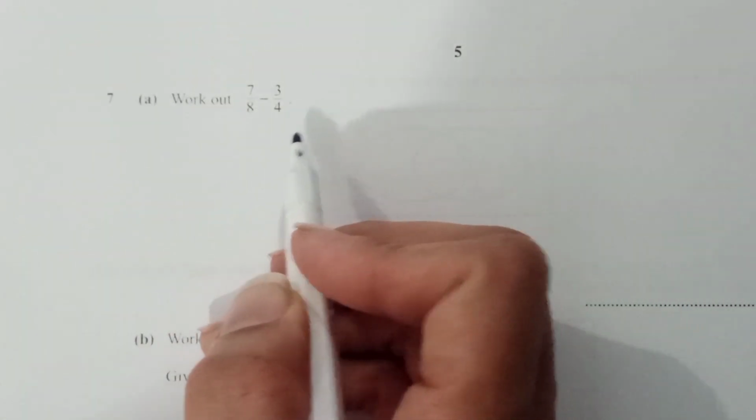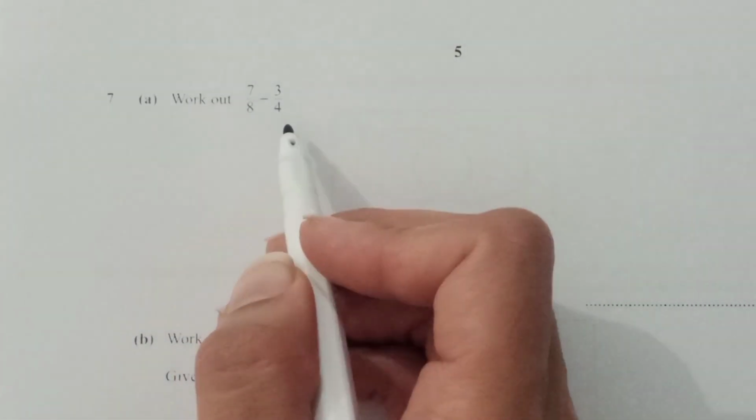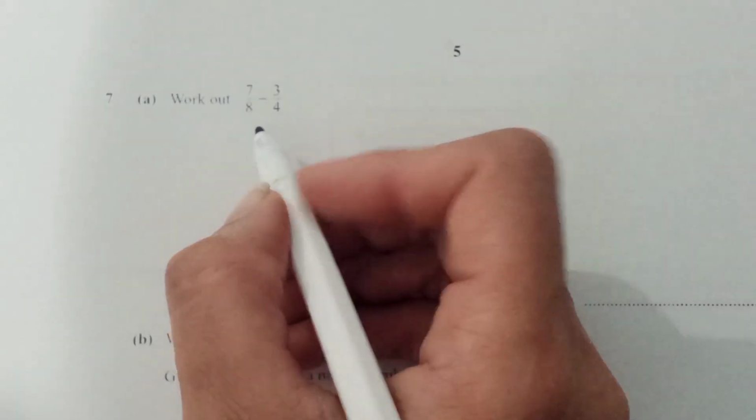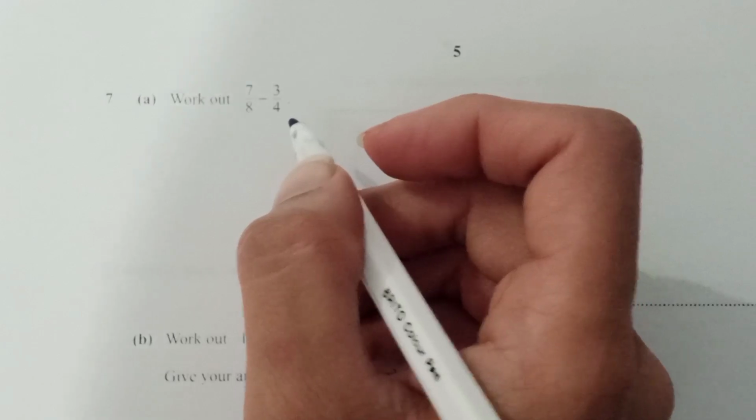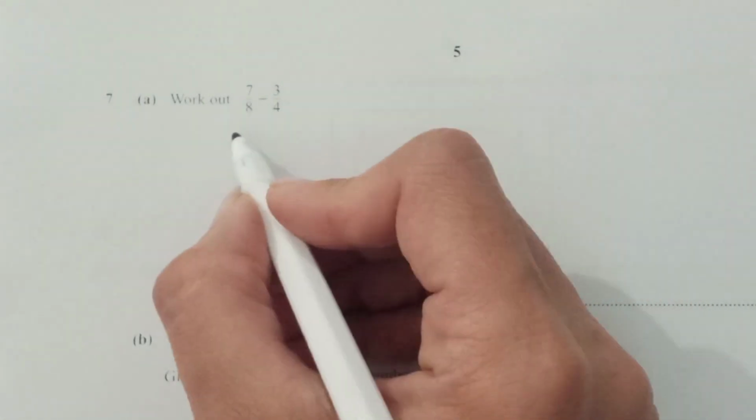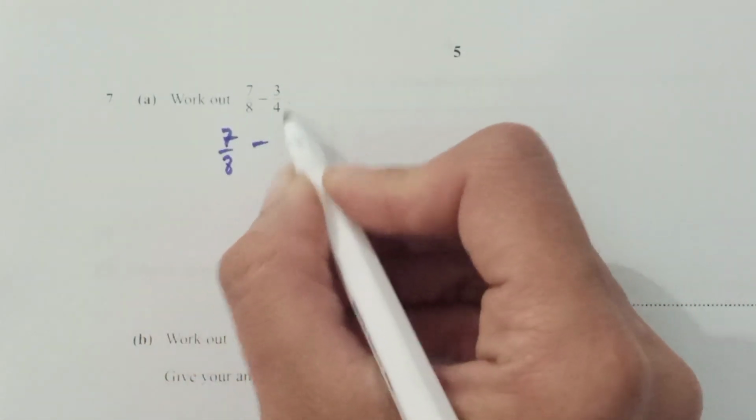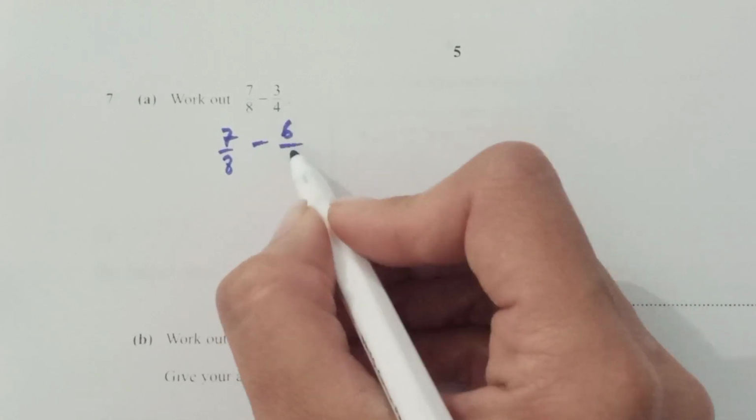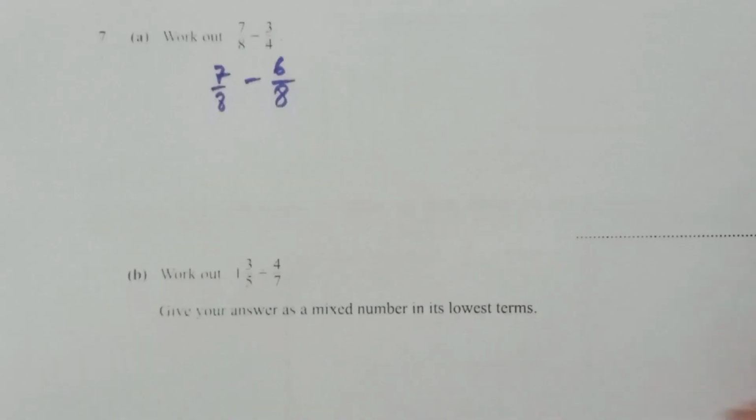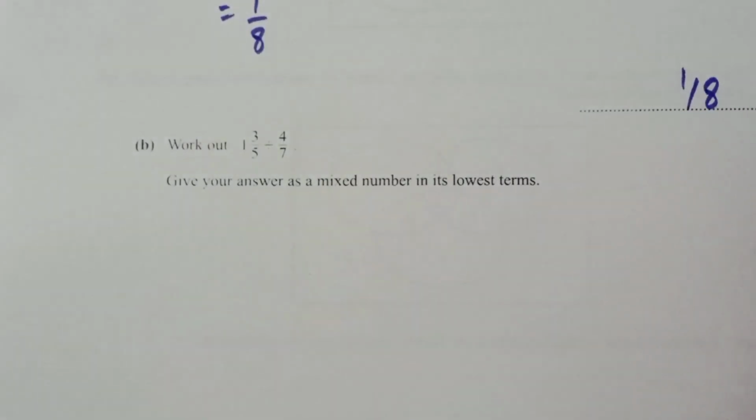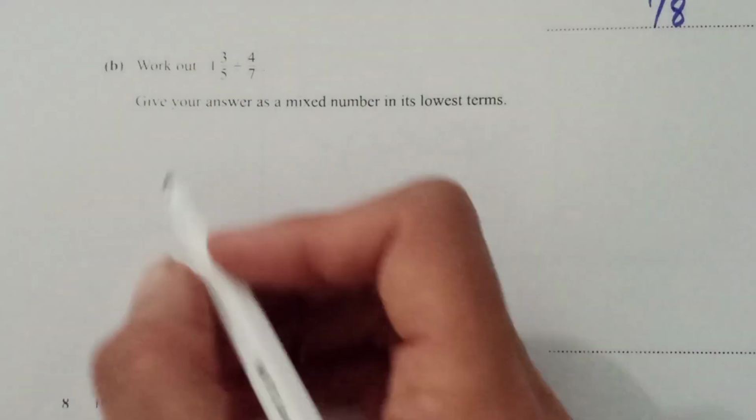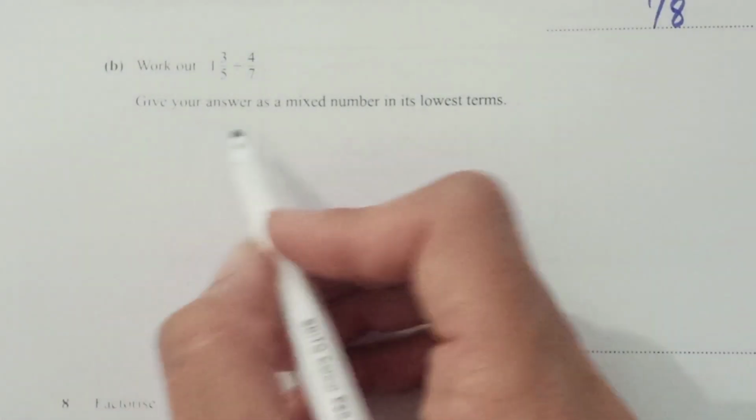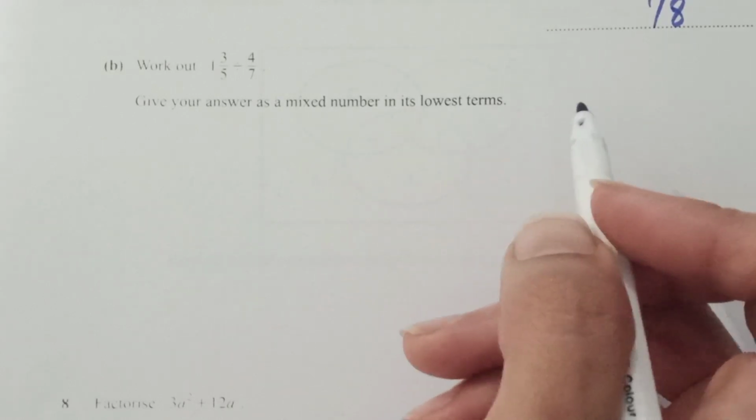Now students, question number 7, work out 7 by 8 minus 3 by 4. First we have to solve it by making the denominators the same. 7 by 8, and we multiply 3 by 4 by 2 to get 6 by 8. By subtracting it, we get 1 by 8, and that 1 by 8 is the answer of part number 1. Now students, B part, work out and give your answer as a mixed number in its lowest terms.